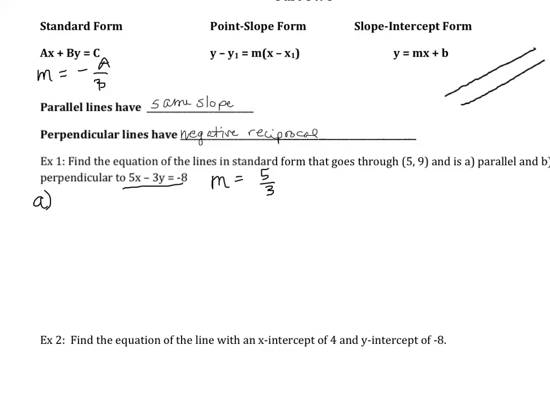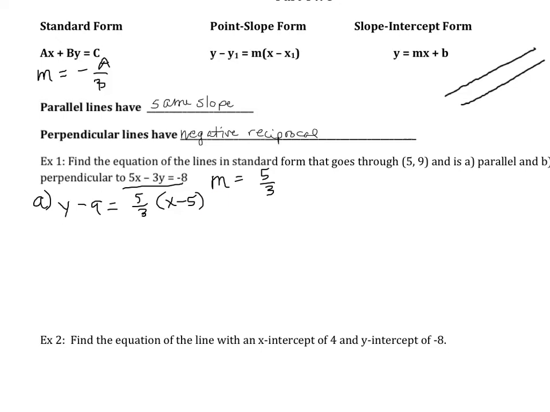So our point slope formula, we have y minus. Now what is the y value? That's 9. The problem gave that to us. And then we have 5/3, and then x minus 5. And we're going to eliminate our fraction by multiplying everything through by 3.